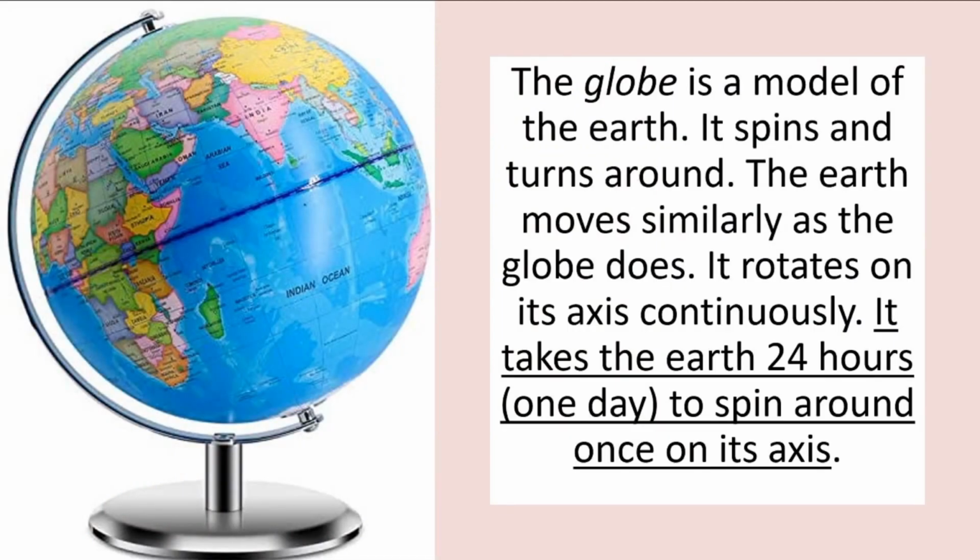The globe is a model of the Earth. It spins and turns around. The Earth moves similarly as the globe does. It rotates on its axis continuously. It takes the Earth 24 hours or 1 day to spin around once on its axis.